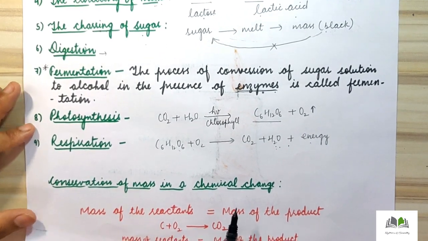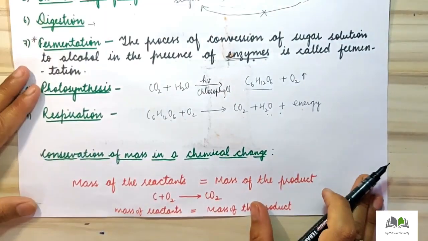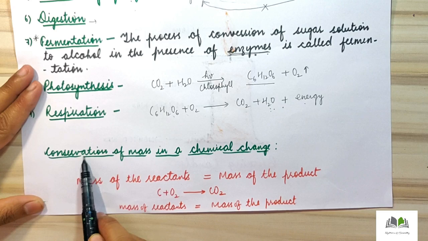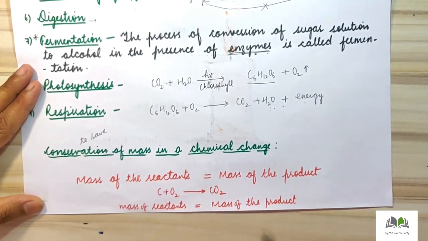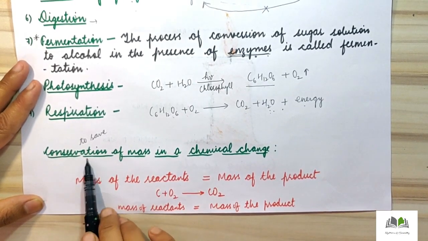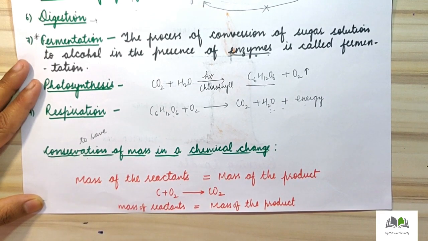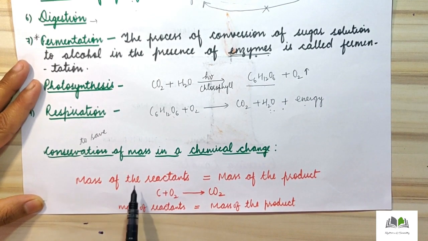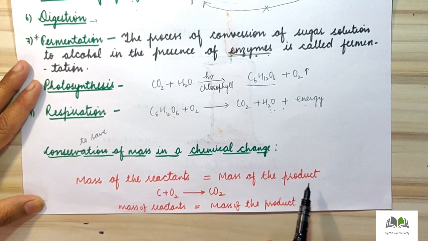Now the next topic which is related to chemical and physical changes is conservation of mass in a chemical change. So what is the meaning of conservation? Conservation means to save. Lavoisier was the scientist who gave for the first time this law which is known as the law of conservation of mass. According to this law, the total mass of the reactants in a reaction is always equal to the total mass of the products.